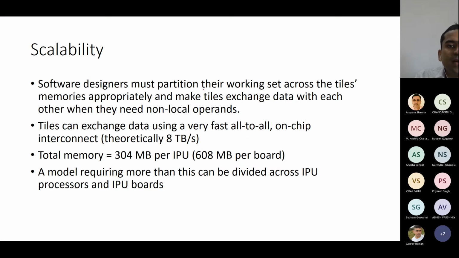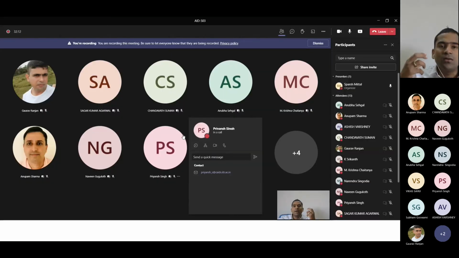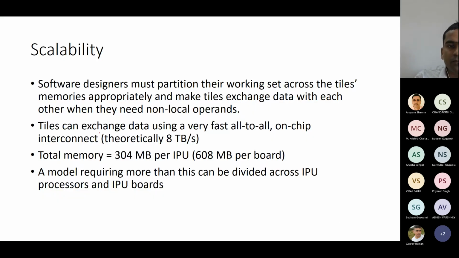So software designers must partition the working set across the tiles' memory appropriately and make tiles exchange data with each other to resolve non-local accesses. That means, if every core in a tile needs to operate on more than 256 KB data, then that data has to be stored in some other tile, right? I mean, the local memory of some other tile. So you have to be able to efficiently move the data and supply it to whichever core needs the data. So tiles can exchange data using a very fast all-to-all on-chip interconnect.